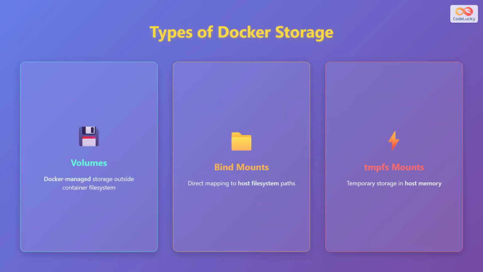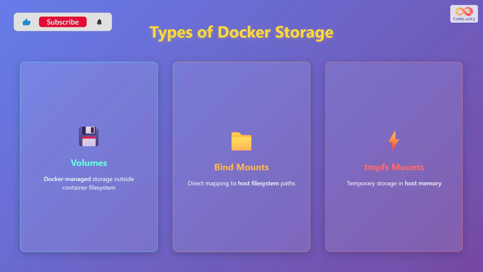Docker offers three main types of storage mechanisms: volumes, bind mounts, and temporary file system mounts. Volumes are Docker-managed storage areas that reside outside the container's file system. This means that Docker is responsible for creating and managing the volume, and the data within the volume persists even if the container is deleted.